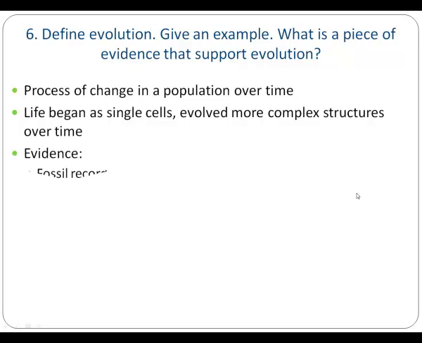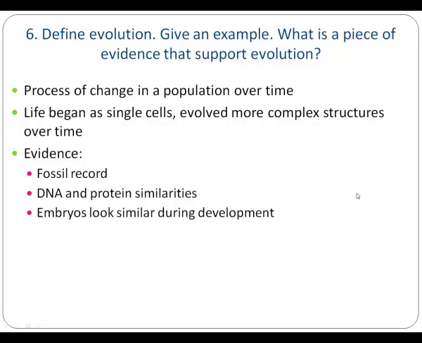A piece of evidence, there's several. There's the fossil record, which can show me the anatomical structures of organisms over time. DNA and protein similarities: the more that a species shares, the more closely related they will be. And there's embryological evidence as well. If you look at the embryos of different animals, they look very similar during development. The more closely related those species are, the longer the embryos will look alike.